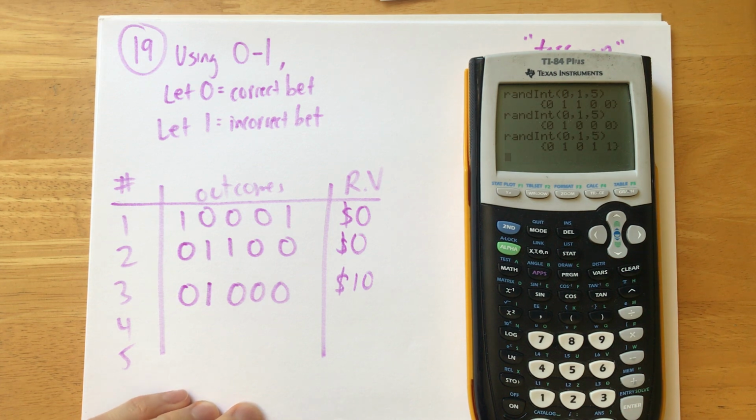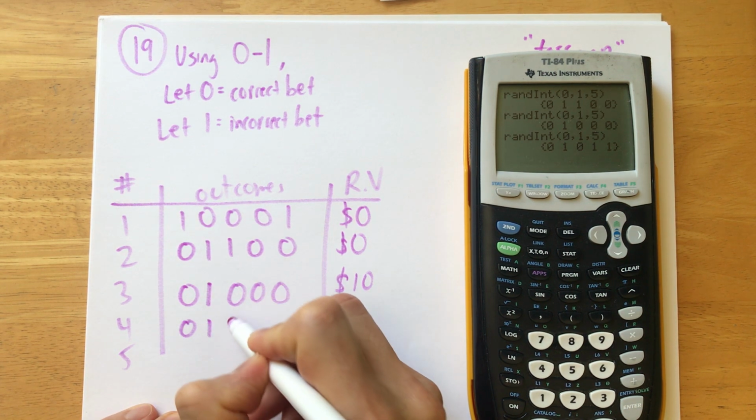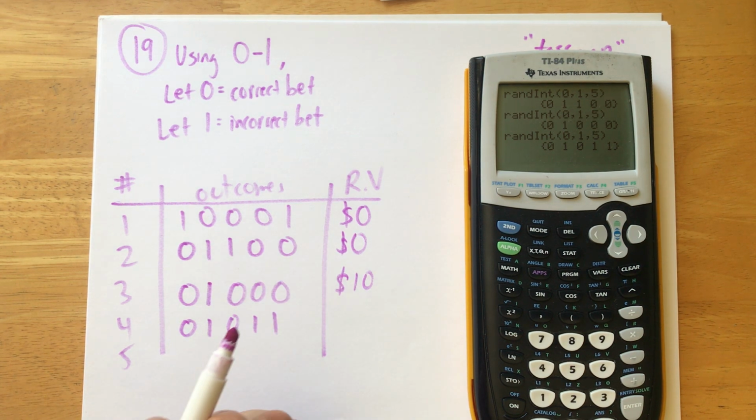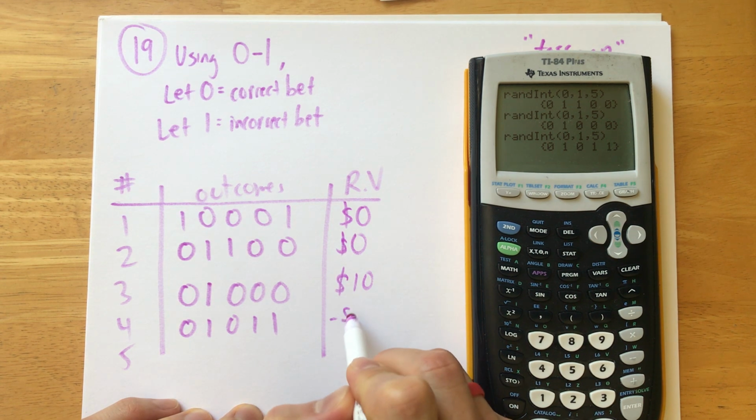Okay, and this next time he got 0, 1, 0, 1, 1. So that means he got 2 correct answers. Okay, if he's right about fewer than 3 of the games, he loses, so he doesn't get any money. So he actually lost $10.